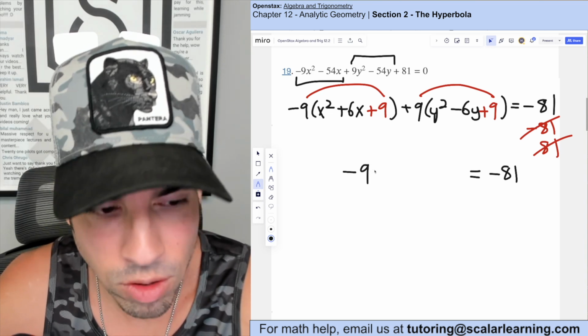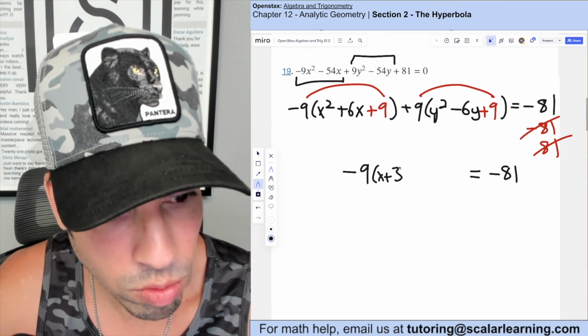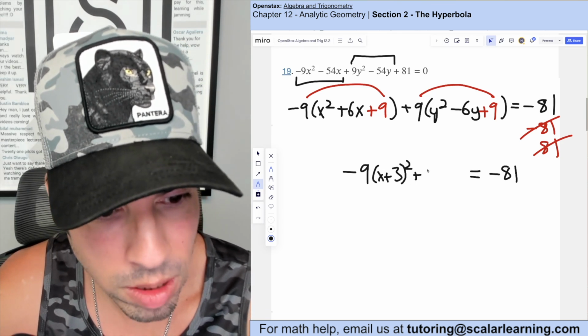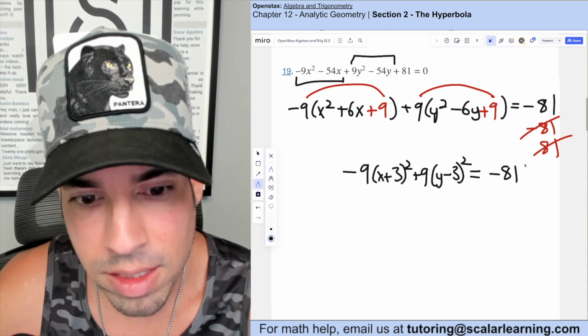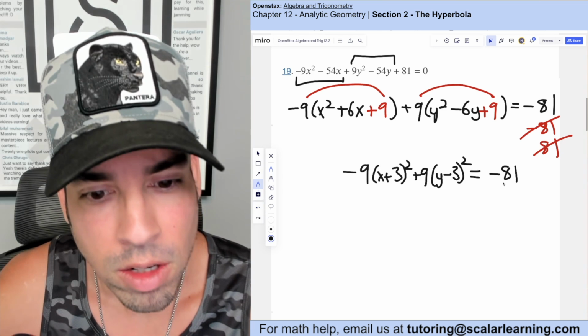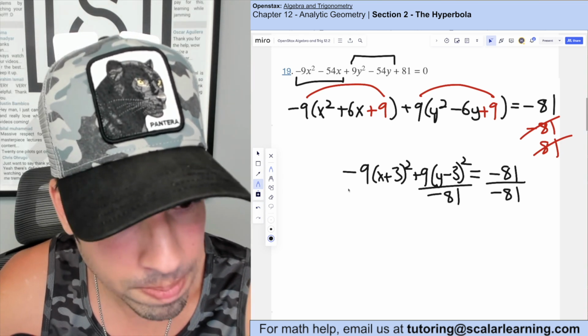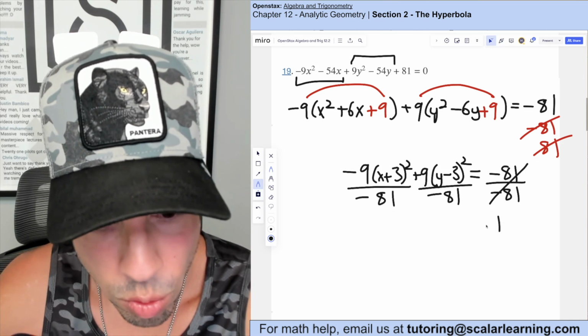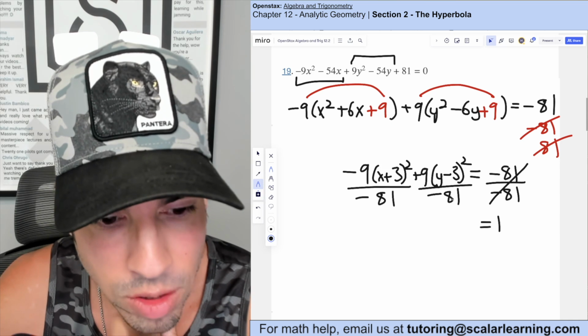And then we can factor this. So that's the idea. We create a perfect square. That becomes x plus 3 squared. This one becomes plus 9 times y minus 3 squared. Okay, last step, we want a 1 over here. So we're going to divide everything by negative 81 like this, boom and boom. And then this is going to cancel out, reduce to a 1. That's what we want. Okay, now this is going to be 9 over negative 81.